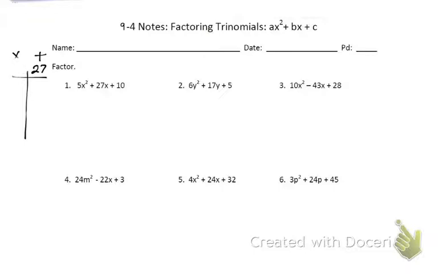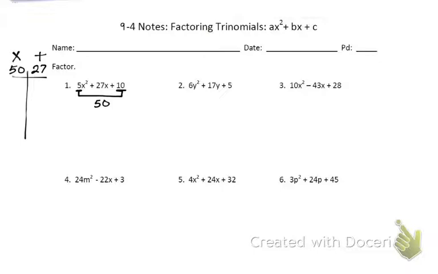What you're going to have to do, because there's a number in front of your x squared, is you got to take this a times this c. And again, when I say a and c, I'm referring to up here, ax squared plus bx plus c. So you first multiply your a and c together. So 5 times 10 gives us 50. So that's what we're going to try to find two numbers that multiply to make. Two numbers that multiply to make 50 and add to make 27.